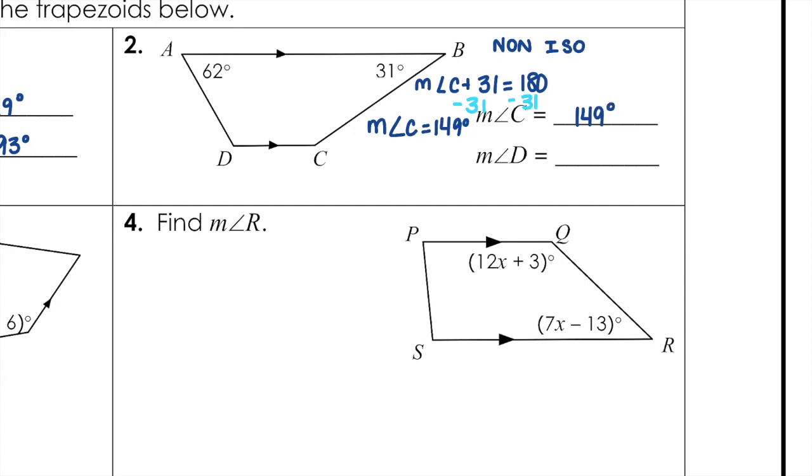And the same thing to find angle D. Angle D is a leg angle with angle A. So D plus 62 equals 180. Subtract 62 from both sides. So the measure of angle D is 180 minus 62, which is 118.